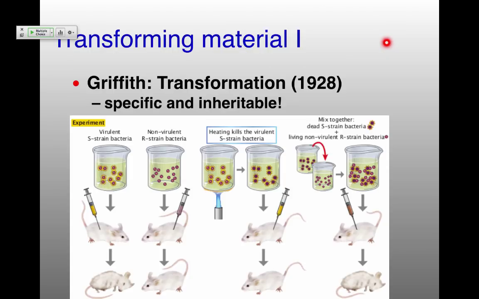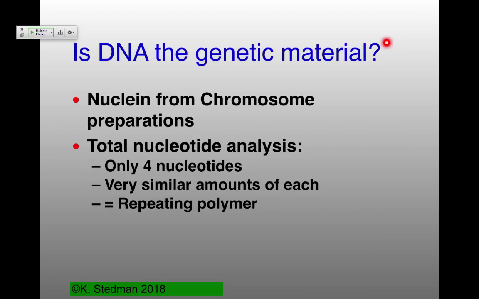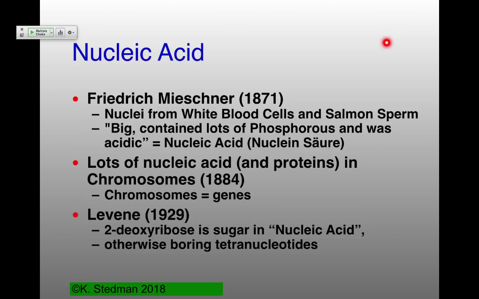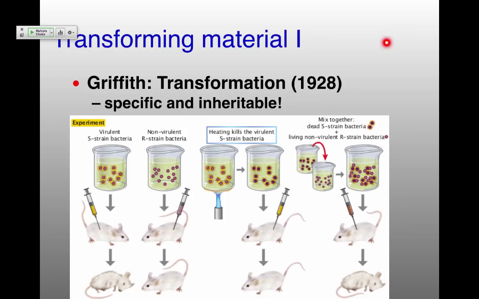So how do people start to change or try to change some of this? It turns out that these experiments were done. I don't expect you to remember dates here, but Levene said in '29 that it was just boring tetranucleotides, and Griffith did transformation. Basically, if there hadn't been this previous data, this would have been more than enough to prove that DNA was the genetic material. But since it was so boring, and Levene was the dean of biochemistry at the time, everyone ignored it.